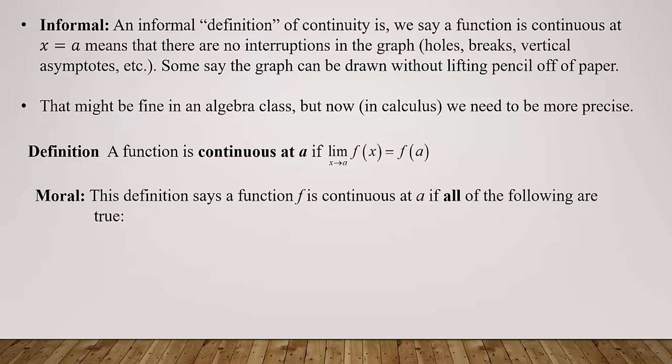This definition really says that a function is continuous at a if all of the following are true. There are three conditions. It's almost like a checklist, if you will. The first thing, f of a has to be defined. The second thing, the limit as x approaches a of f of x has to exist. And the third thing is that the limit is equal to the function evaluated at a. So basically, number one says f of a has to be defined, so you have to get a value for f of a. Number two says the limit has to exist, so you have to get a value for the limit. And number three says the value from one must equal the value from two.